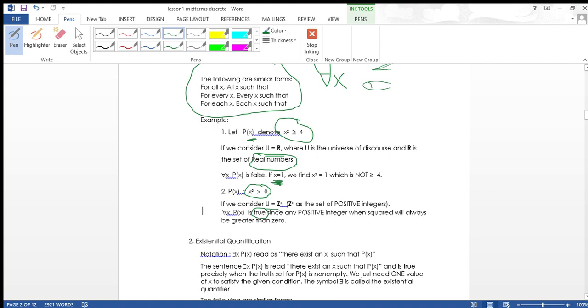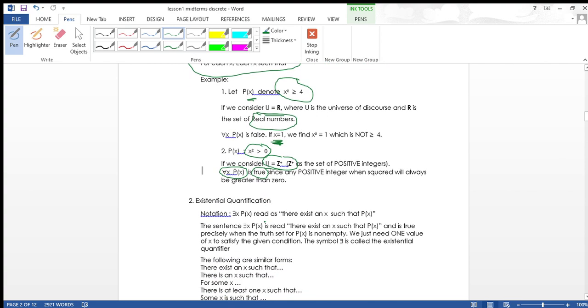So from an open proposition, we use a universal quantifier and, based on a universe of discourse, we determine the truth value of the proposition produced. So from an open proposition, we now have a proposition. A proposition is a declarative statement that can either be true or false.